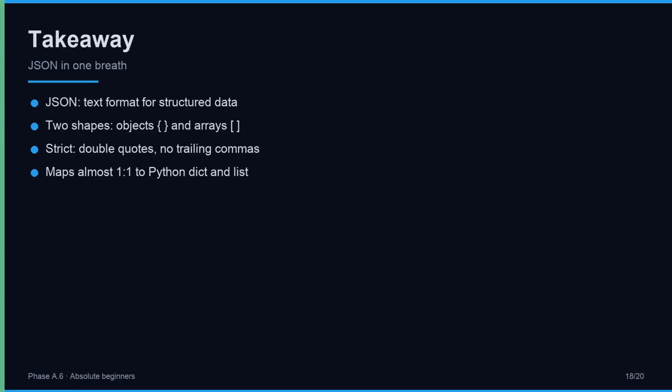JSON is a text format for structured data, used everywhere programs exchange information. Two shapes: objects in curly braces and arrays in square brackets. Values are strings, numbers, booleans, or null. Rules are strict: double quotes only, no trailing commas, no comments. The mapping to Python is almost one to one, objects to dicts, arrays to lists. Next lesson, you read and write JSON from Python code.